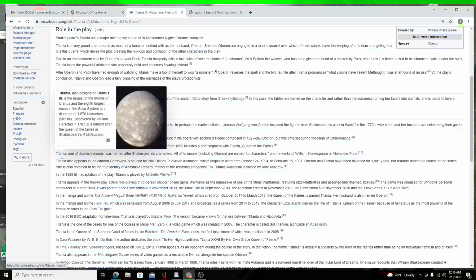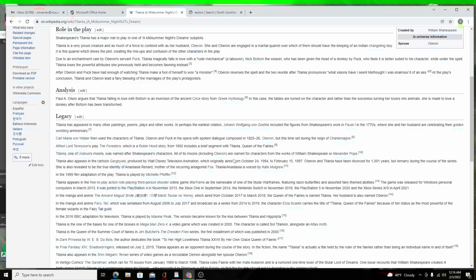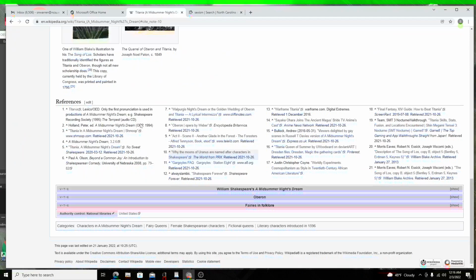Titania, one of Uranus's moons, was named after Shakespeare's characters. All of its moons, including Oberon, are named for characters from the works of William Shakespeare or Alexander Pope. Say you wanted to put this in your paper. You can look at where the sources are. Click on this, and it takes you to the reference page.